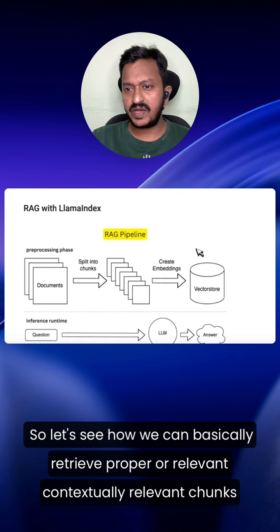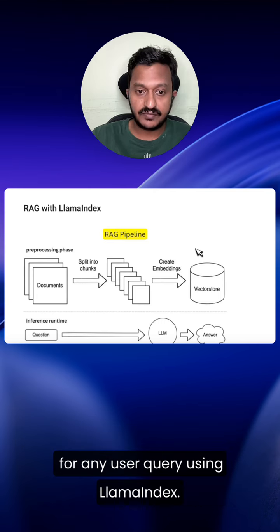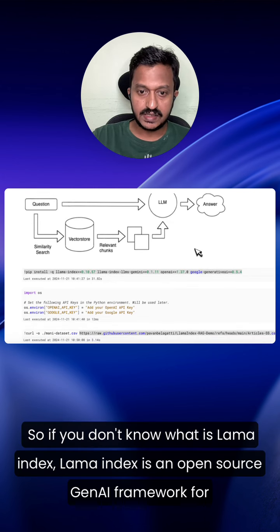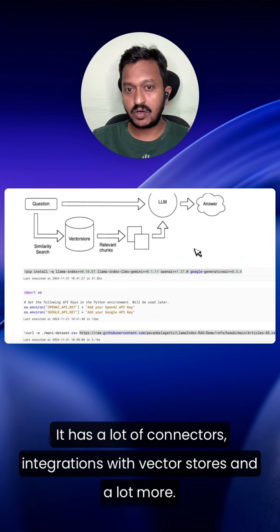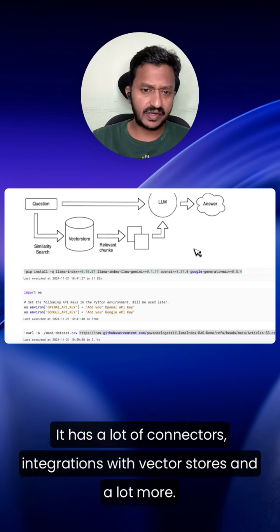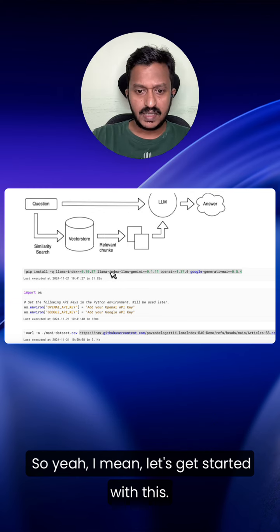So let's see how we can retrieve contextually relevant chunks for any user query using LlamaIndex, right? If you don't know what LlamaIndex is, LlamaIndex is an open source GenAI framework for building LLM powered applications. It has a lot of connectors, integrations with vector stores, and a lot more. So yeah, let's get started with this.